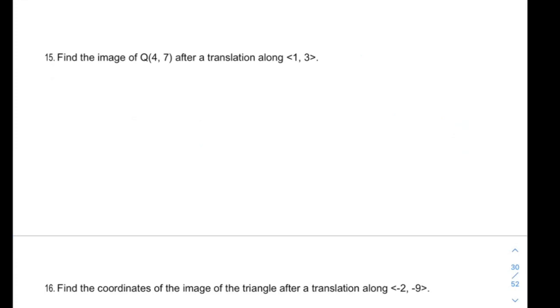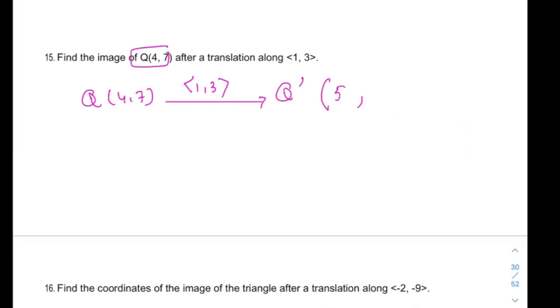Find the image of Q. Now we have the pre-image and we have the translation vector 1 and 3. So what is the image? Just simply add 4 plus 1, 5, 7 plus 3, 10. This is the final image.